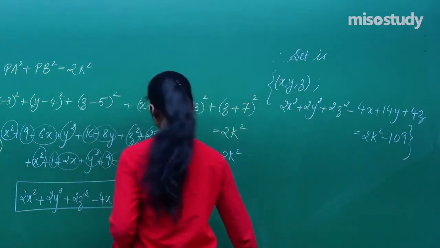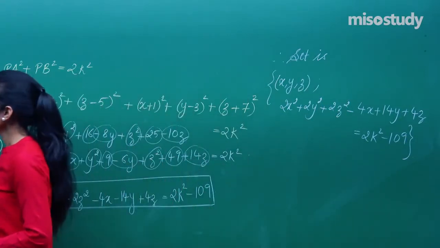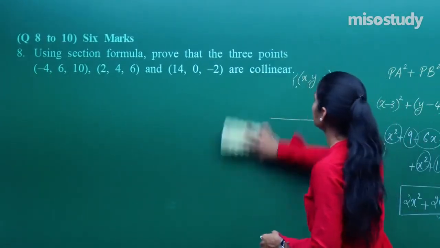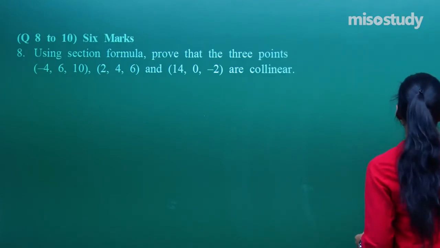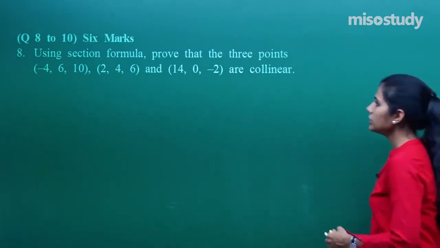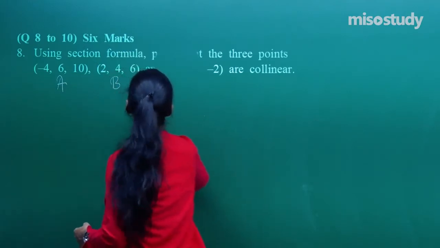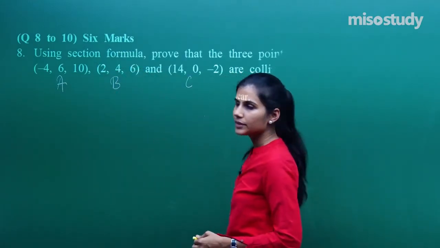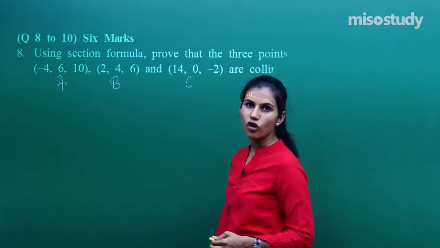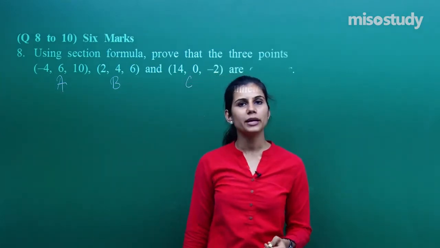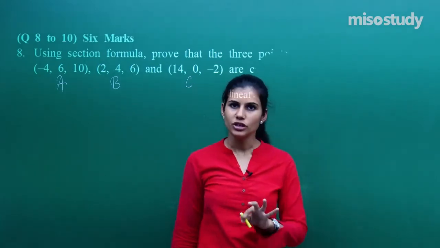Is it clear? Moving to the next question, we have, using section formula, prove that these 3 points are collinear. Now we have to use section formula in proving this. There is a very beautiful concept which is used in order to show 3 points are collinear with the help of the section formula. I say let this be A, let this be B, and let this be C. I have to show these 3 points are lying on one straight line. Let's just pick up these 2 points for now, because section formula at one time can be applied with the help of just 2 points.